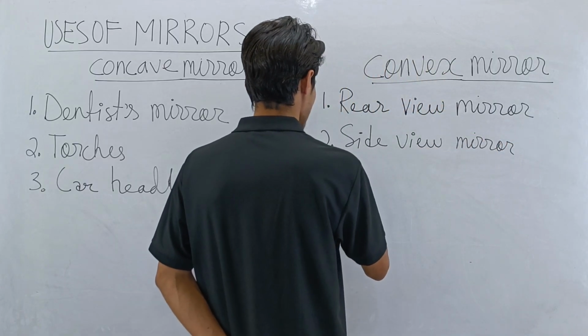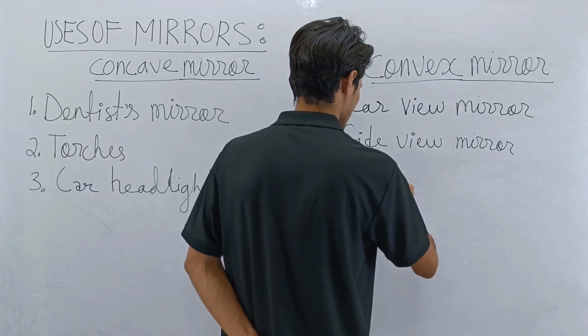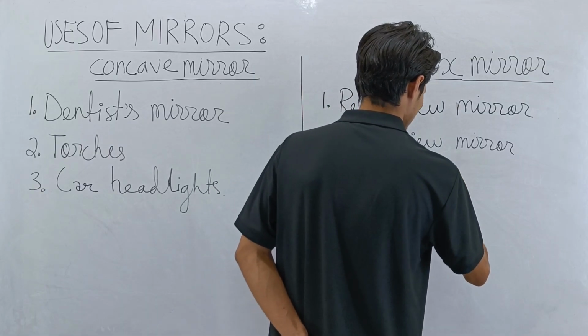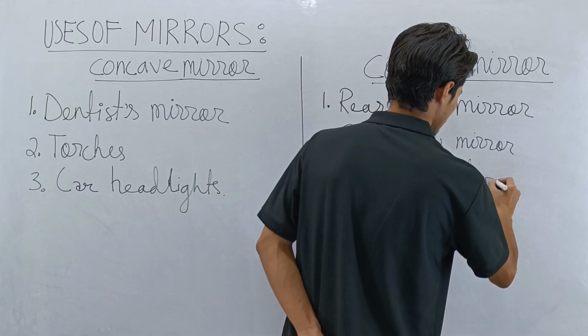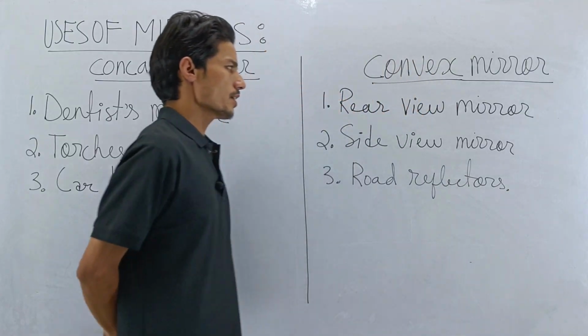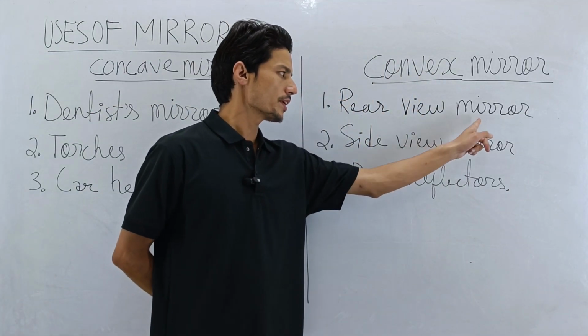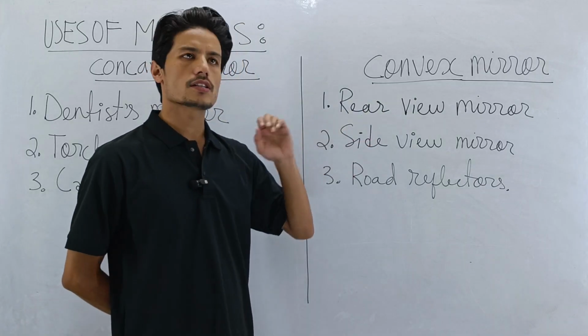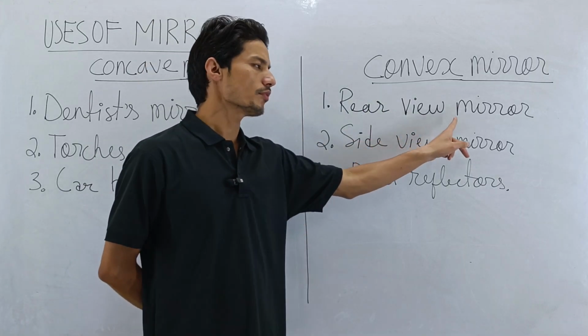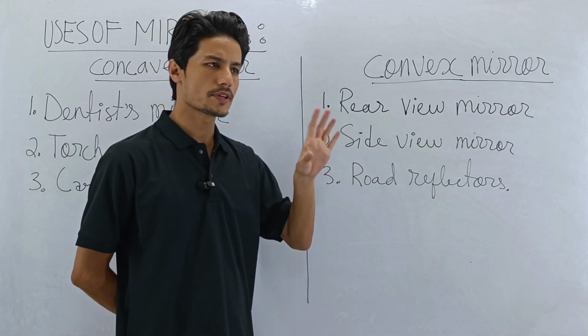Then they are also used as road reflectors. So these are the three uses of convex mirror. Number one, rear view mirror. This is found in vehicles. Okay, rear view mirror.